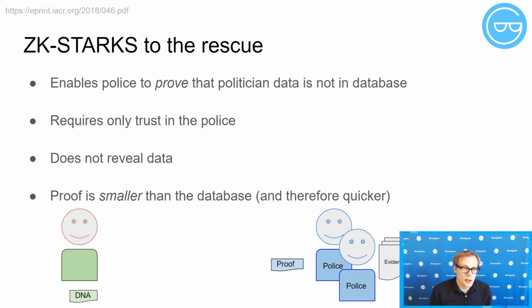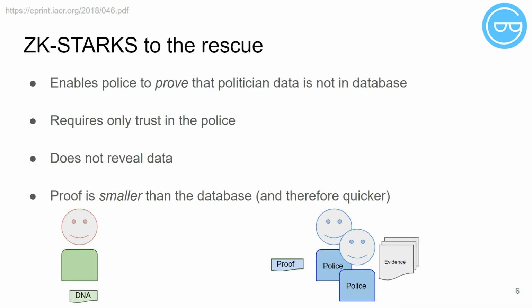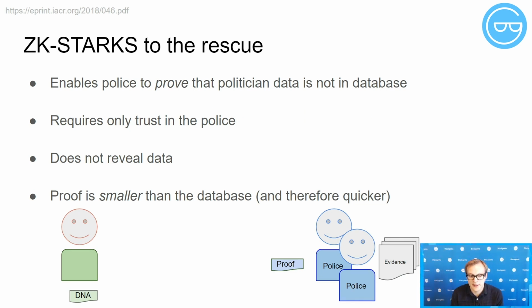So ZK-STARKs help in this scenario by providing a method that enables the police to prove that a politician is not in the database. So the police can come up with a certificate, in some sense, that says DNA of politician X, or would-be politician X, is not in database D. It requires only trust in the police, which unfortunately sort of has to be taken in this scenario, because if we can't trust that the police has a complete record, then it's hard to enforce this mechanic anyways.